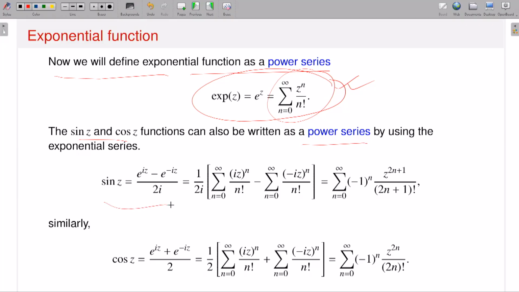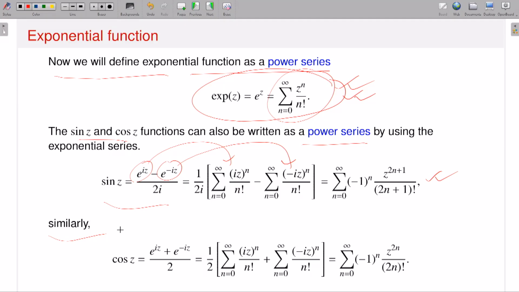And what is the formula? If you recall, sine of z is e to the power iz minus e to the power minus iz, divided by 2i, and you know the power series expansion of e to the power z. So you just replace z by iz and do some algebra. Put the value of e to the iz, put e to the minus iz, and then just combine it. This is exactly the power series expansion of my sine function, sine z.